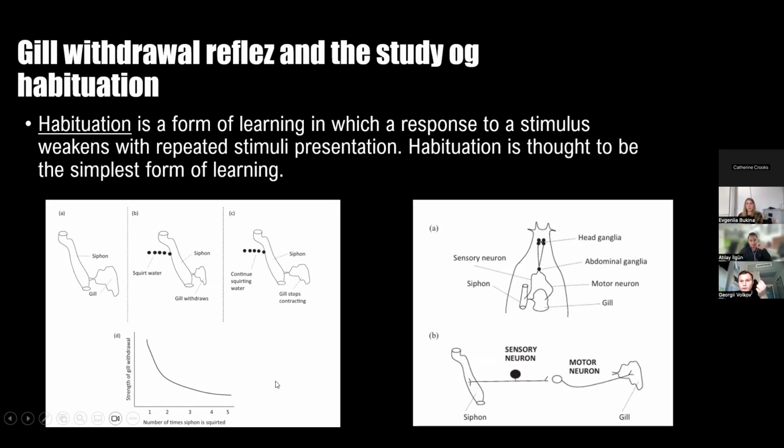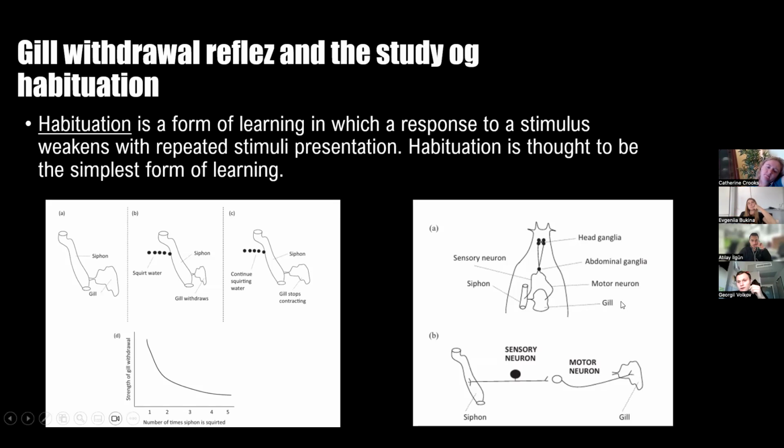And this is very interesting because here we see that the animal learns that this squirt of water does not provide any damage or danger. So here we see some process of learning, a very simple one. That was the initial idea to study the neural and molecular mechanism of this learning process, because it's very simple and you can reliably detect it by behavioral experiments.